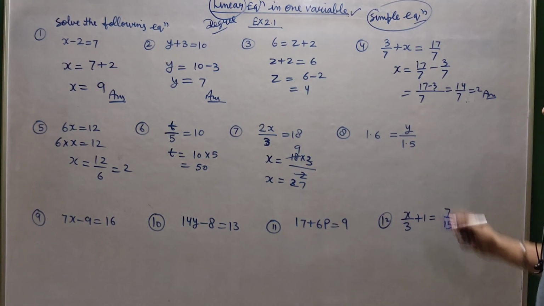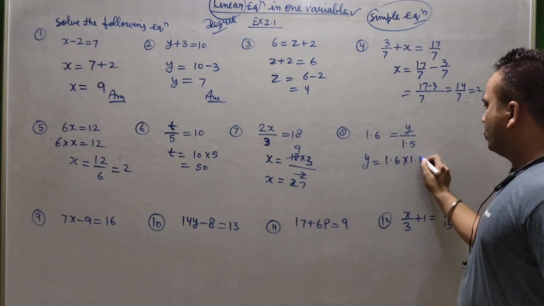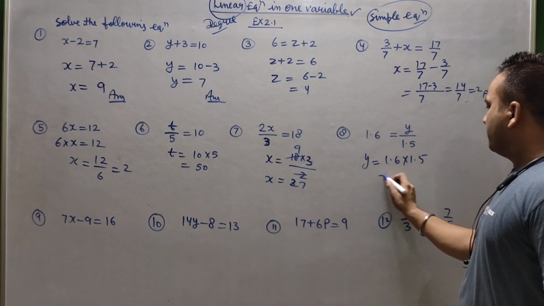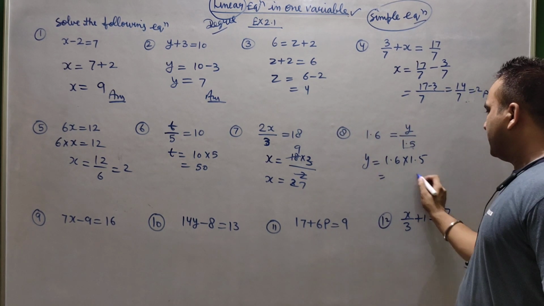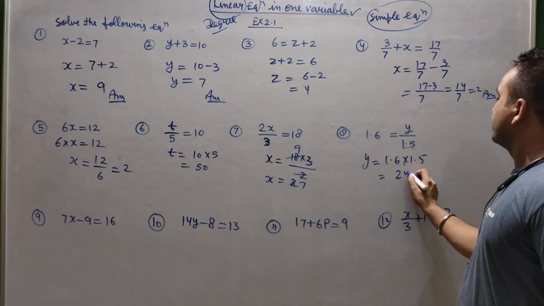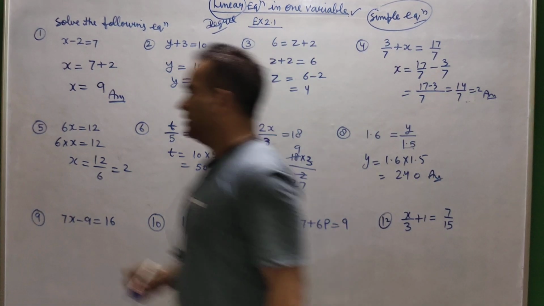Okay. Now in this case, if you see y is equal to what? 1.6 into 1.5. Why am I putting it here? Because 1.5 is in divide, it will shift here in multiply. So definitely you will get 2.40. This is the answer.